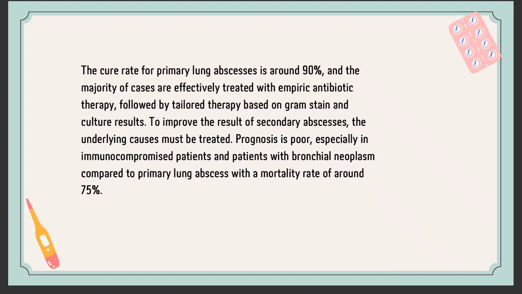So in most cases, primary lung abscesses are successfully treated by empiric antibiotic therapy followed by targeted therapy depending on the gram stain and culture results with a cure rate of around 90%. Secondary abscesses need treatment of underlying causes to improve the outcome.